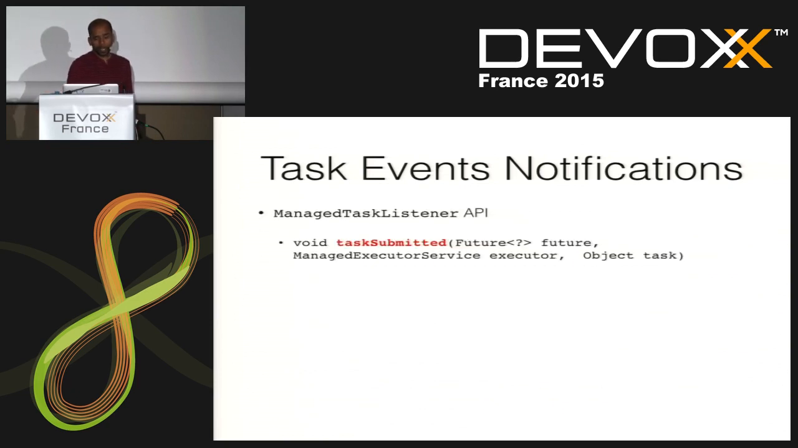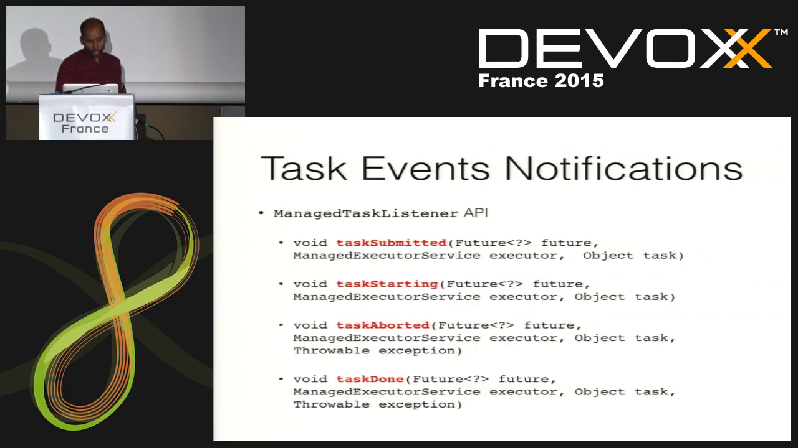So here is my managed task listener. These are very standard, very simple methods, I think. Submitted, starting, aborted, and task done. All you need to do is pass it a future object, because that's what you get when you submit a task using managed executor service or scheduled executor, and you specify the object on which it is running.